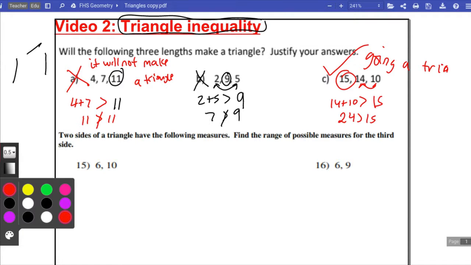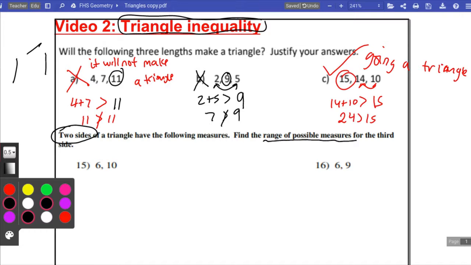Now, we don't know what kind of triangle it would be. That's another lesson to talk about. Would it be a right triangle, an acute triangle, an obtuse triangle? That's another conversation. But for right now, we know that you identify the biggest number, and the other 2 have to add up to more than the number you have identified. So let's step it up a little bit. What if 2 sides of a triangle have the following measures? What if I only give you 2 sides, and I want you to tell me what the possibilities are? Find the range of possible measures for the third side. How do you do that?